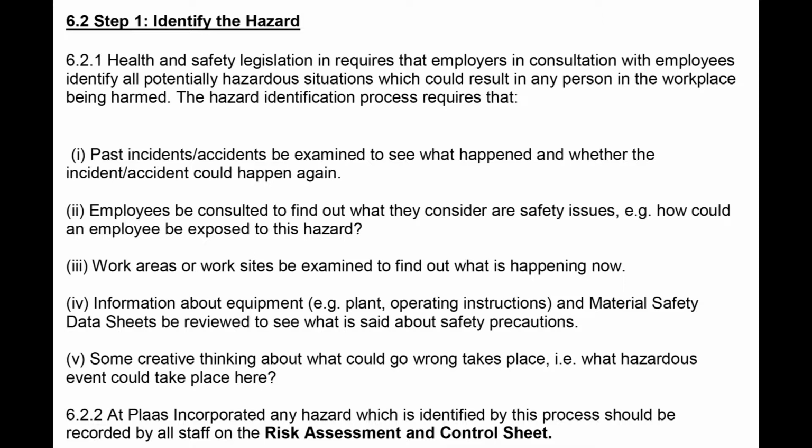6.22. At Plaas Incorporated, any hazard which is identified by this process should be recorded by staff on the risk assessment and control sheet. Step 2. Assess the risk. Once a hazard has been identified, an employer is required, in consultation with employees or their representative, to determine how likely it is that someone could be harmed by the hazard and what the consequence of the resulting injury or illness could be.